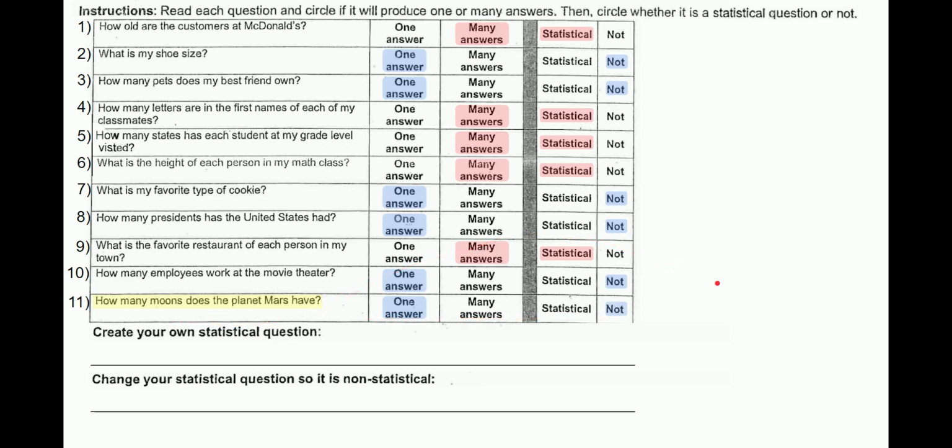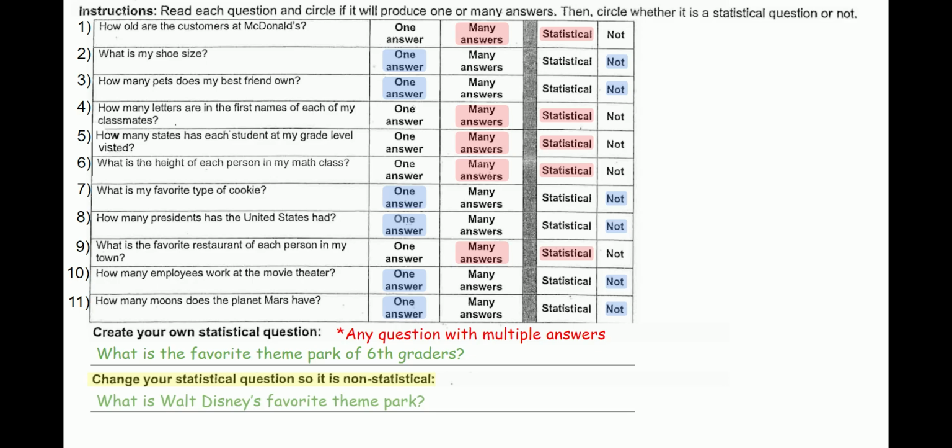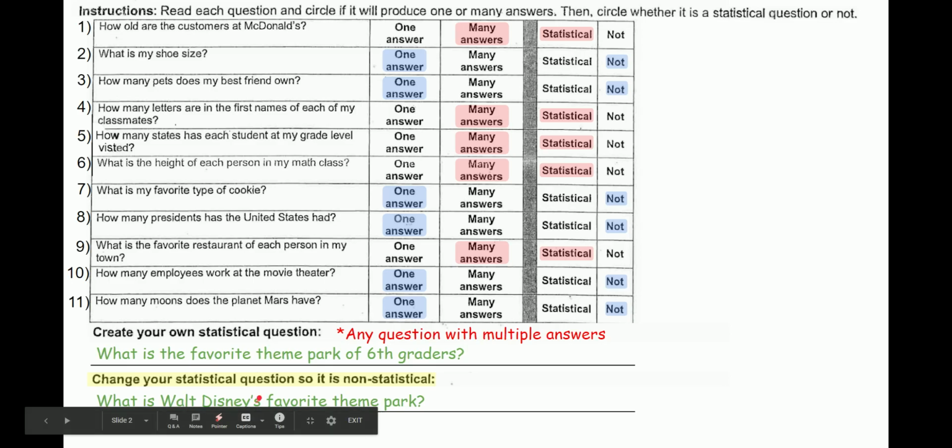So create your own statistical question. You can go ahead and pause the video and come up with your own. For me, I've come up with a few myself. So remember, it's any question that's going to have multiple answers, and you can ask, what is the favorite theme park of sixth graders, for example? Make sure you're asking multiple people, not just one. And if I wanted to change the statistical question so that it's not statistical, I would just make it personal. So what is Walt Disney's favorite theme park? Because we're asking one person, we're only going to have one answer.